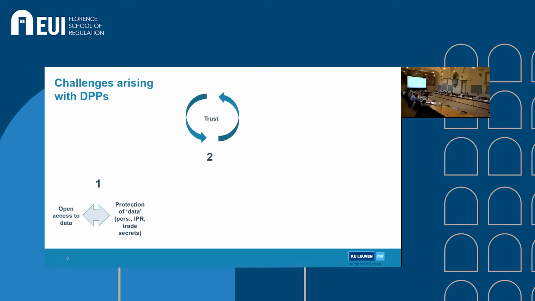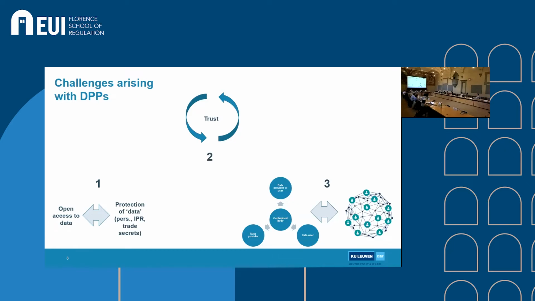Secondly, there is an issue with trust, very common with data provision. The question being that the data provider may not trust what the data user will do with the data, while the data user does not trust the origin and the quality of the data.